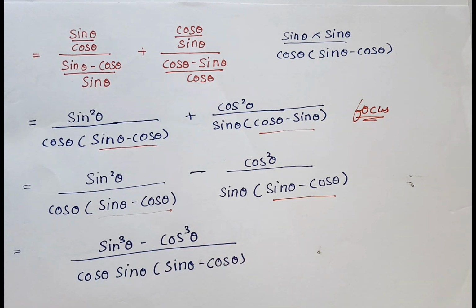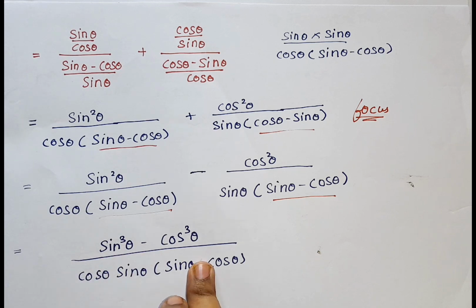You can take LCM, check it out. Of course, whatever I am doing, the LCM is correct only. So if you have any doubt, you can try again and check it out. Okay, alright. So we got this value. So here, since we have sin cube theta and cos cube theta, I can actually apply a formula here. Okay, so I'll just show that.